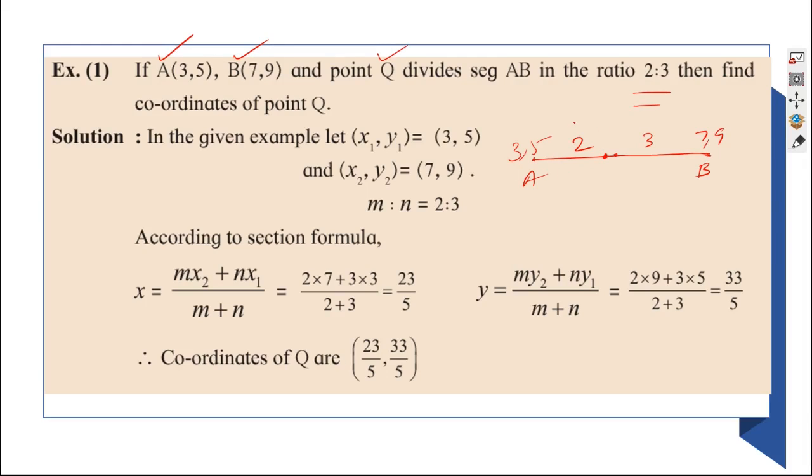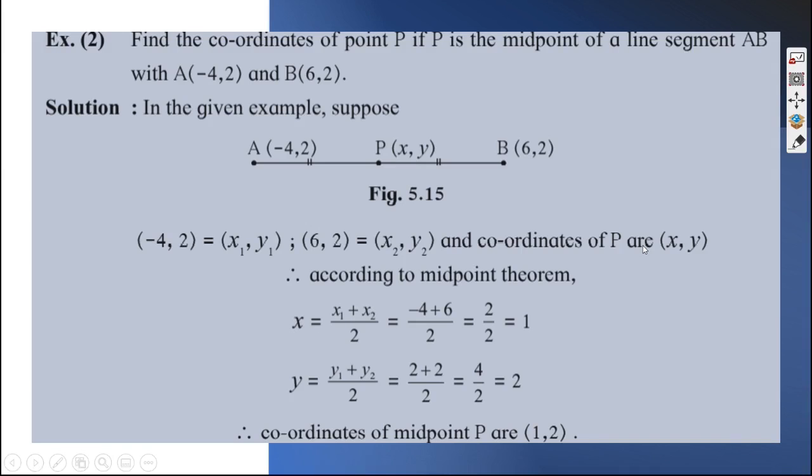So what do 2 and 3 become? m and n. Right? See, x1, y1 is given, x2, y2 is given. We have learned the formula by heart. To find x, we substitute and get the x coordinate. To find y, we substitute and get the y coordinate. This is the point where Q is. So the section formula has to be used here.